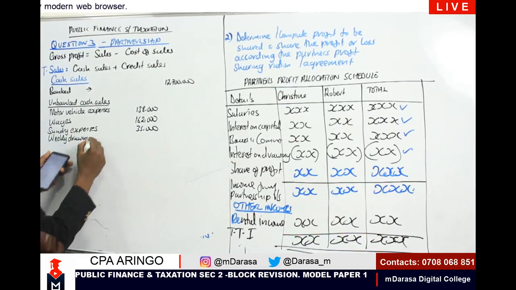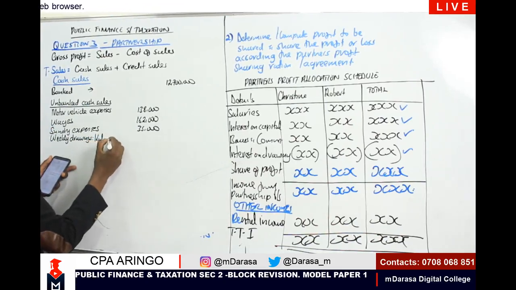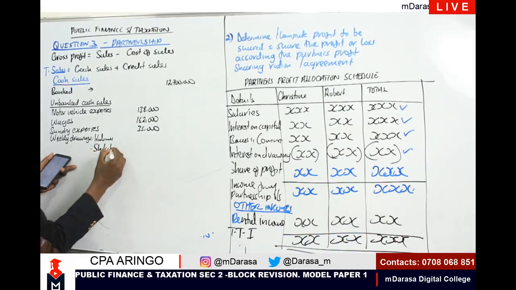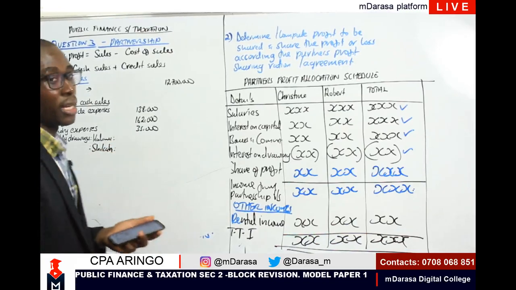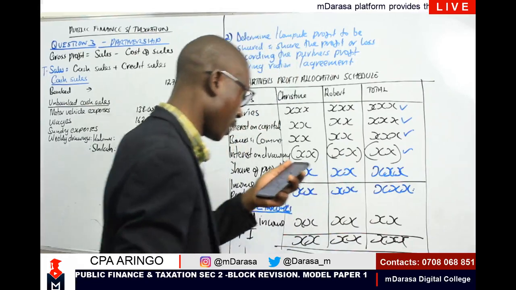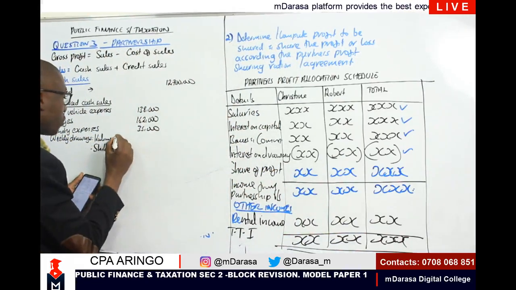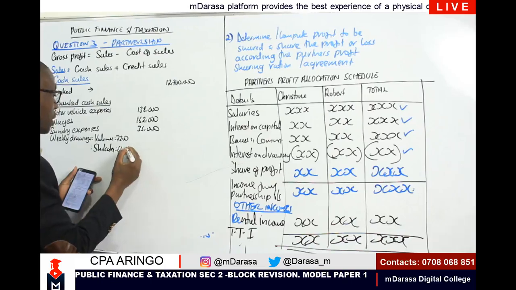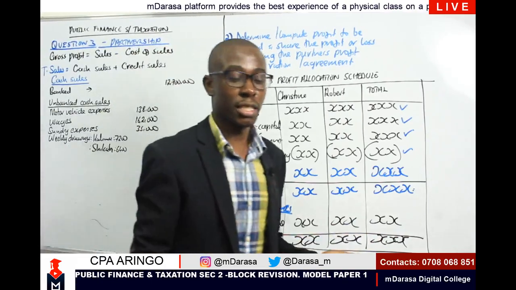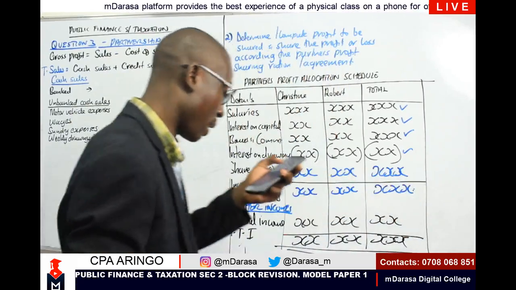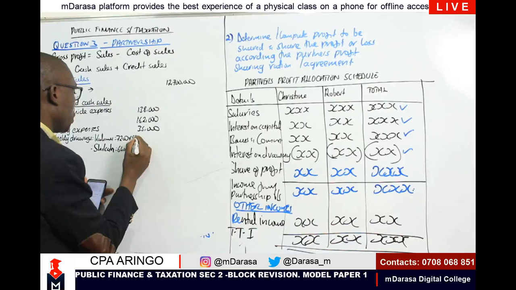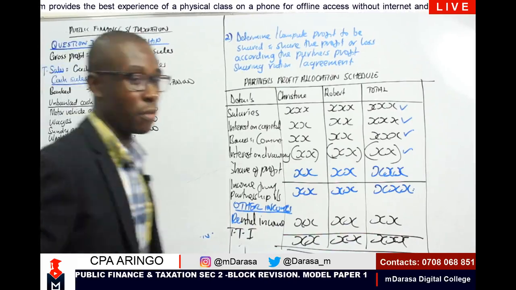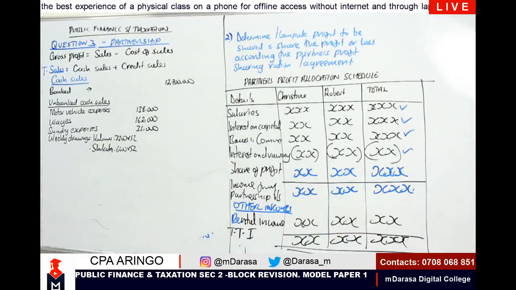Weekly drawings I'm given for Kalimu and we have for Shika. So for weekly drawings, my good students, you can clearly see I was given 7,200 per week, and for the other person, 6,400 per week. How many weeks were we given during that year? According to note 11, we were given 52 weeks. So I'm going to multiply 7,200 by 52 and the other one by 52.